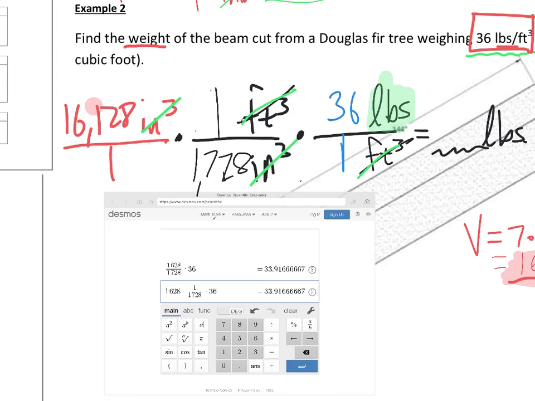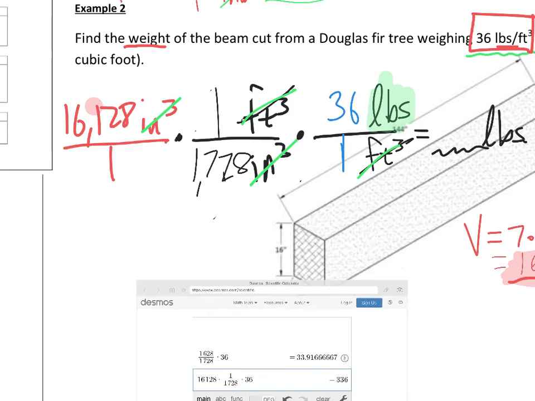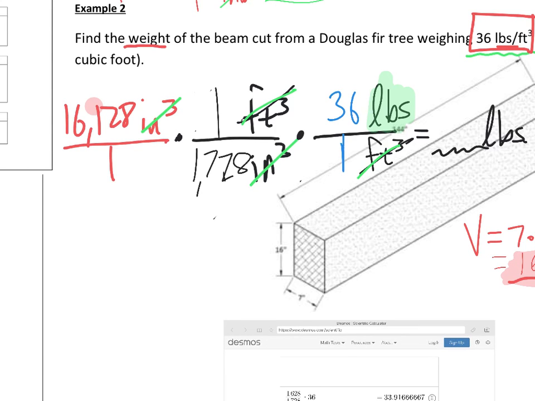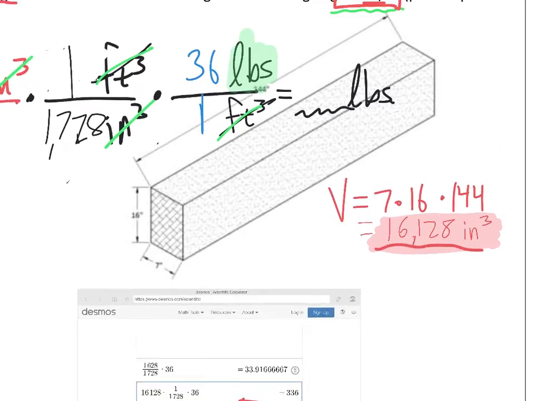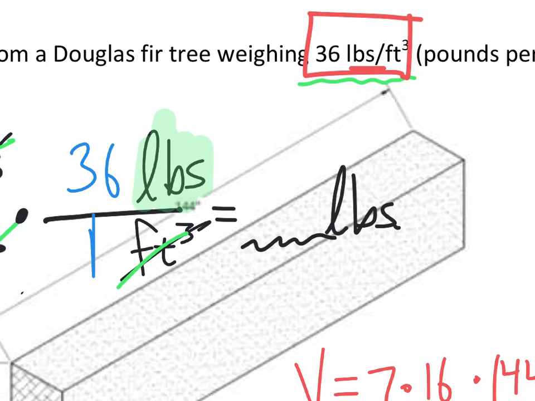You know what, that doesn't sound right. Did you catch my mistake? This is actually 16,128. Let's fix that. That's going to make a bit of a difference. 336 pounds. That's a big difference, okay? So 10 times bigger. So this is 336 pounds. All right, so that's the idea, 336 pounds.